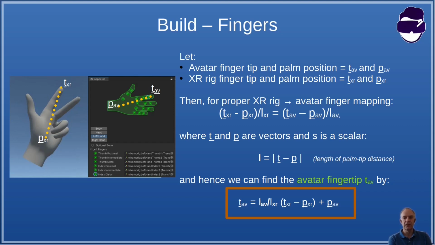But technically what we say is that the fingertip position of the XR rig minus the position of the palm of the hand of the XR rig, divided by the length of that vector, should be the same as the fingertip of the avatar minus the position of the palm of the avatar, divided by the length of the vector. And hence we can find the fingertip position of the avatar by taking the ratio of the avatar length and the XR length, so scale, and you multiply that by the XR rig vector between the palm and the fingertip. And then we add up the local position of the avatar hand to that. Looks complicated, but we'll go through that together.